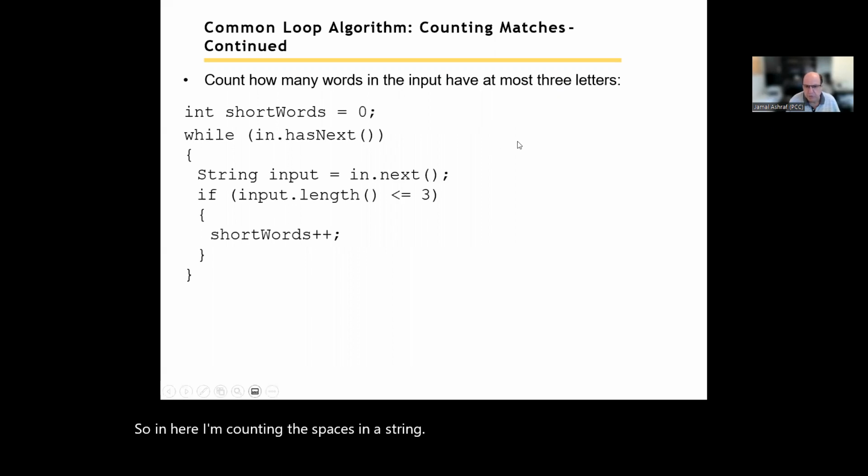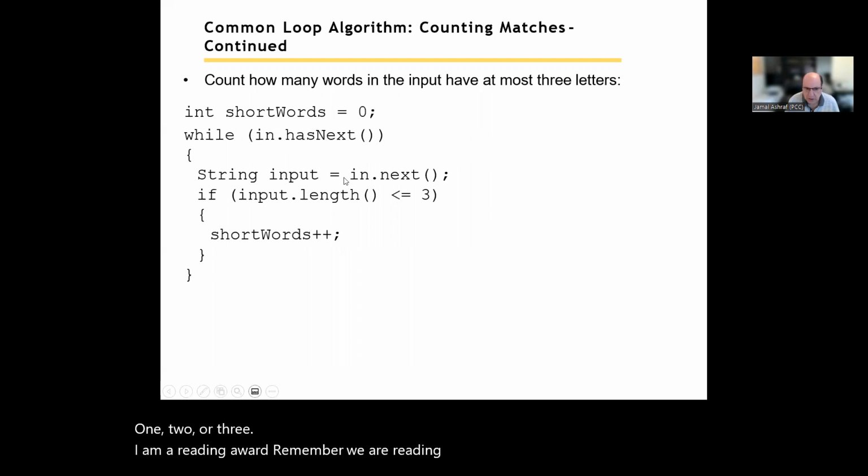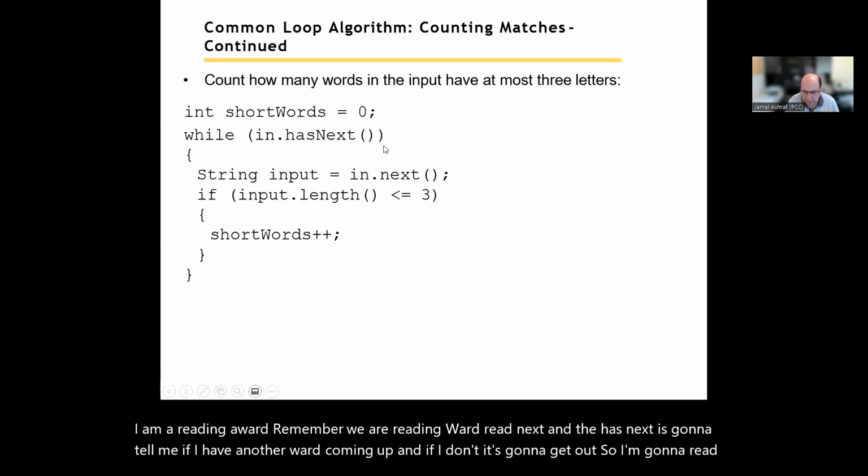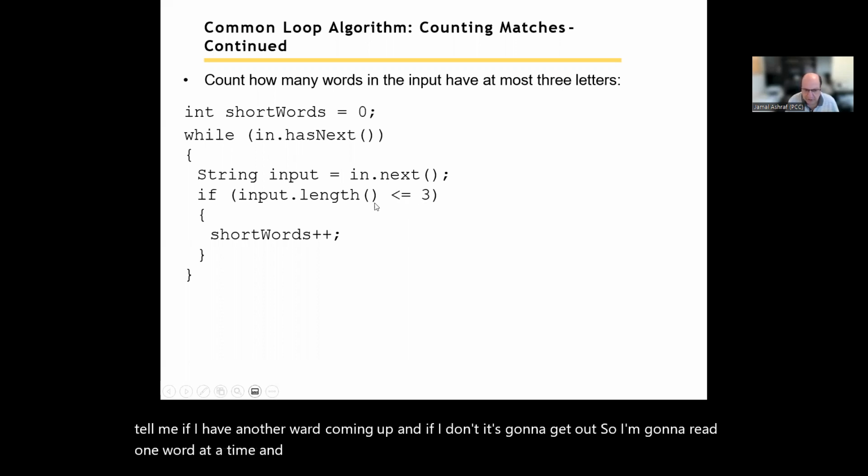In this case, I'm looking for the words that have a length of 1, 2, or 3. So I am reading a word. Remember, we are reading words with next, and hasNext is going to tell me if I have another word coming up, and if I don't, it's going to get out. So I'm going to read one word at a time, and then I am checking the lengths, and if their length is less than or equal to 3, we're going to add 1 to it.